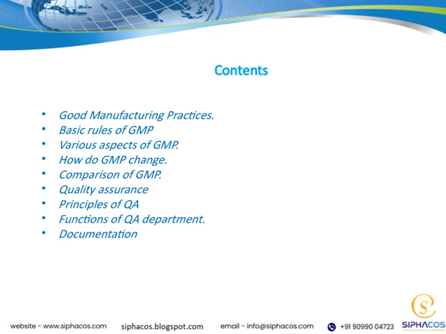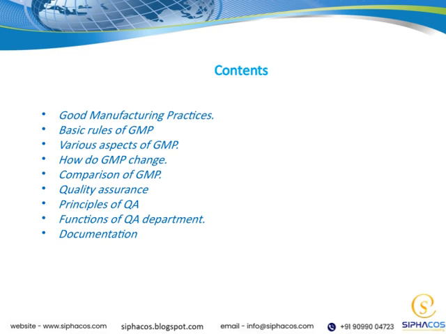And speaking of documentation, it's the backbone of GMP and QA. Proper records are essential for traceability, accountability, and demonstrating compliance during inspections. Well-maintained documentation supports transparency and continuous quality improvement. Throughout this presentation, you'll see how all these elements are interconnected, forming a comprehensive approach to manufacturing excellence and product safety.